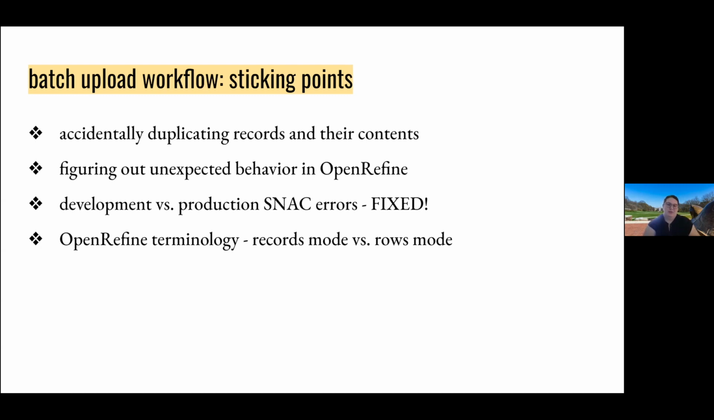And then the last sticking point was that you have to have a pretty good handle on OpenRefine's terminology in some cases. So in particular, the difference between rows mode and records mode in OpenRefine is pretty consequential for the SNAC extension, because CPF records are uploaded in records mode, but the relations table is uploaded in rows mode. So there are just some things about OpenRefine that you do have to understand pretty well in order to have success with the extension.